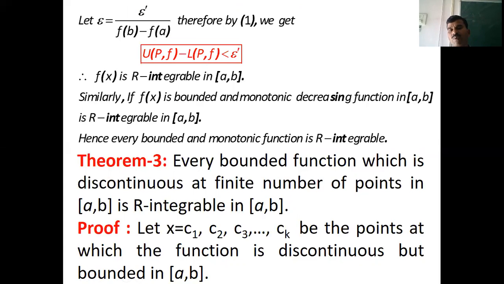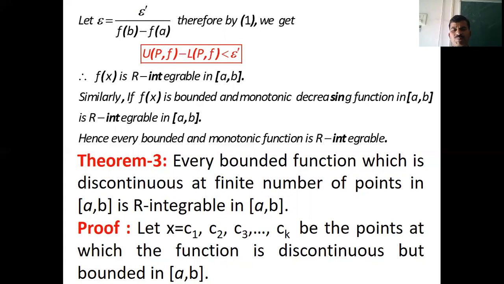Similarly, if f of x is a bounded and monotonic decreasing function in the closed interval AB, it is also R integrable in AB. Hence every bounded and monotonic function is R integrable in AB. Now let us move on to the next theorem: every bounded function which is discontinuous at a finite number of points in the closed interval AB is also R integrable in the closed interval AB.